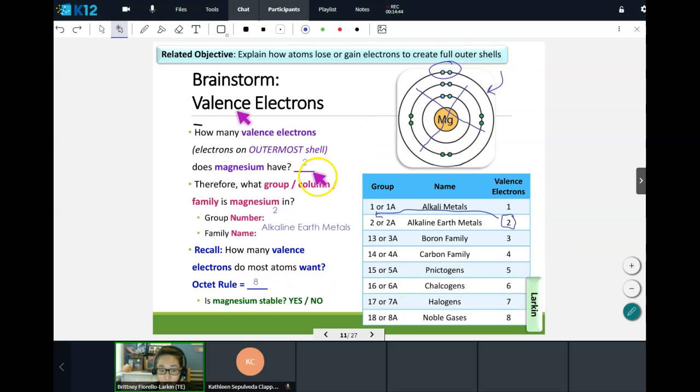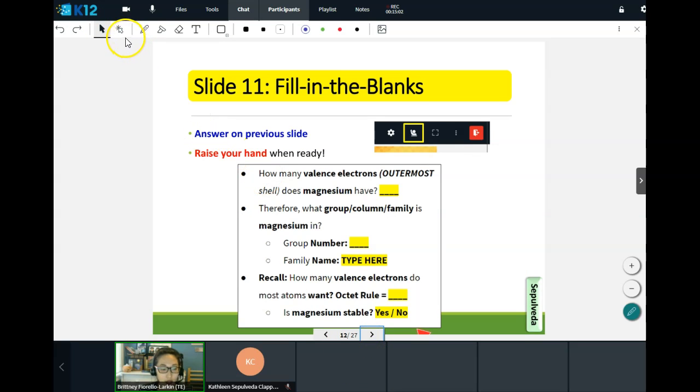Yes or no? Tell me in the chat. Is it stable? Is it happy? If it only has 2 but it actually wants 8, is it stable? Is it happy? No, it is not. All right. So that's something that we need to fix, and we're going to go over in a few moments how this gets fixed. Here we go. This is going to be the answers to slide number 11.